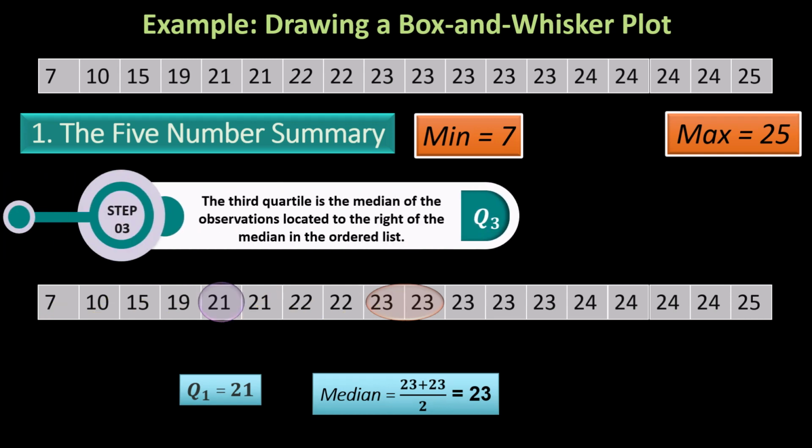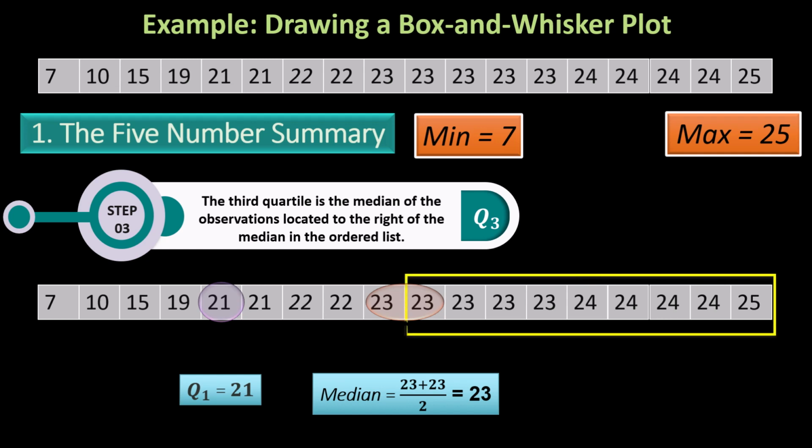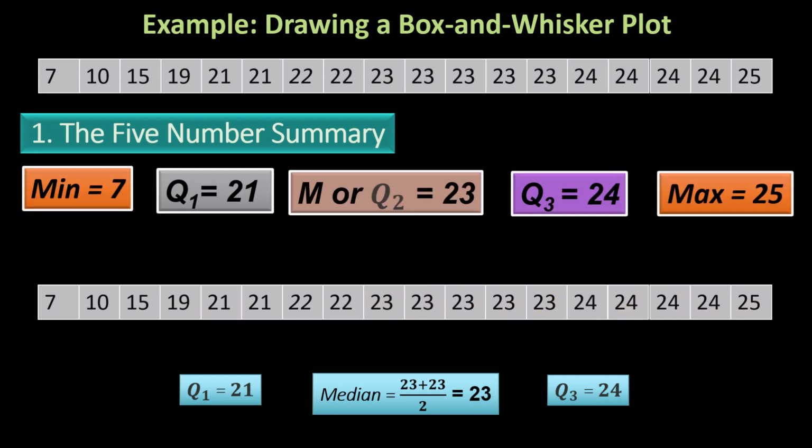Find the Q3. How do we find the Q3? We consider each observation right of the median. Again, we don't count the median. Here the median is 23, but this 23 is not in the dataset. That is the average of two numbers. Therefore, we can consider these observations to find the Q3 and find the middle number of these observations. That is 24. Therefore, we now know the 5-number summary. What is that? Minimum, Q1, Q2, Q3 and the maximum.